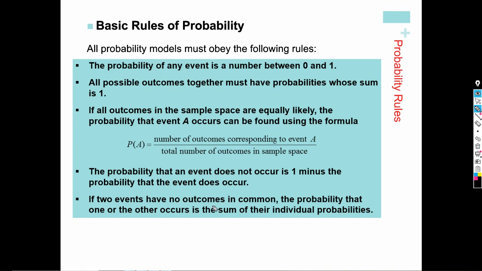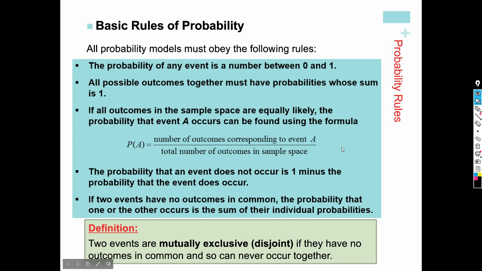And then if two events have no outcomes in common, the probability that one or the other occurs is just the sum of their individual probabilities. So if we're totaling up the different outcomes and possibilities that can happen, if we're trying to track two different outcomes at once, as long as they can't happen at the same time, then we can just take those different outcomes and add them together. If there's some overlap, then we need to take that into account. And that idea of there not being overlap is called mutually exclusive. So two events are mutually exclusive if they have no outcomes in common and can never occur together.